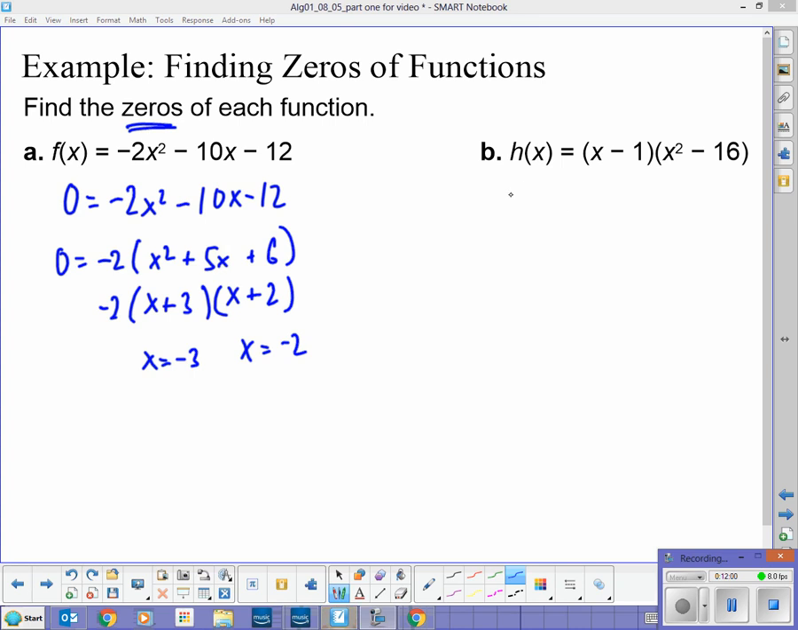Over here, this is kind of factored for us already. I've got x minus 1. Then I have a difference of 2 squares here, x squared minus 16, which would become x plus 4 and x minus 4. So my zeros here would be x is positive 1, negative 4, and positive 4. It's kind of like the opposite of those numbers you see in there. And those are things that we've already been working on.